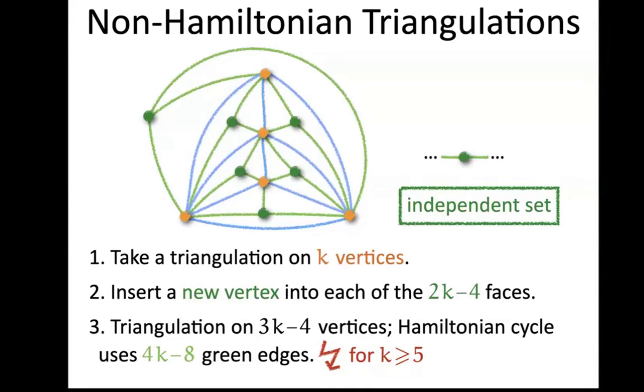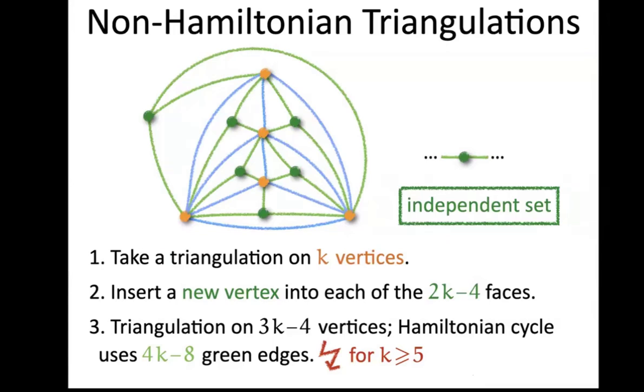And in each of these faces, we add a new vertex, that gives us k plus 2k minus 4, which is 3k minus 4 vertices. And any Hamiltonian cycle, this is still an independent set, must have at least twice as many green edges as we have new vertices, which is roughly 4k. And of course, that already didn't work out for k equal to 5. And the larger we make the k, the worse this relation is going to get.